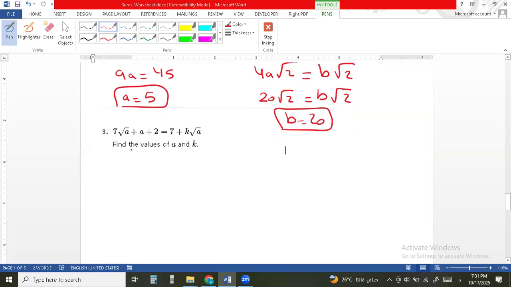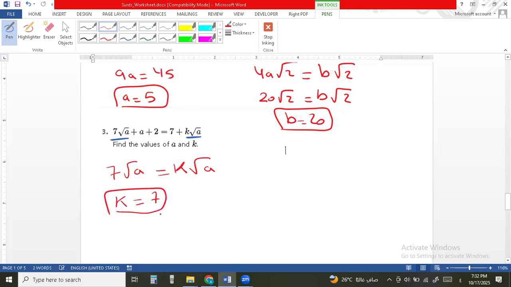Next. Here, I got 7 root of a, and so I'm going to just highlight first the like terms. The like terms here, I got this with blue and this. These are the like terms. So I've got here that 7 root of a is equal to k root of a. So what is k? Oh, mister, root of a and root of a are the same. K is 7 actually. So k equals 7.